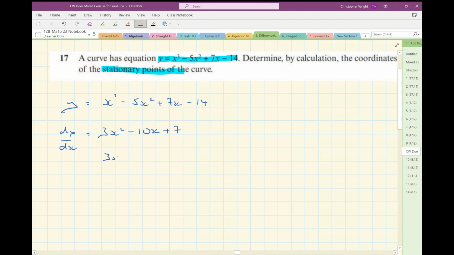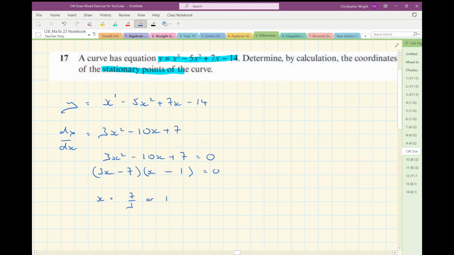And I need to find the values of x which give me a 0 gradient, so the values of x which make that gradient function equal 0. Right, so I need to factorize this. Obviously 3x and x. I'm guessing 7 and 1. They're both going to be negative, so I've just got to decide whether it's 7 and 1, or 1 and 7. It's going to be 7 and 1. Let me just check that. Yes, it is. So the x coordinates of my stationary points are 7 over 3 or 1.